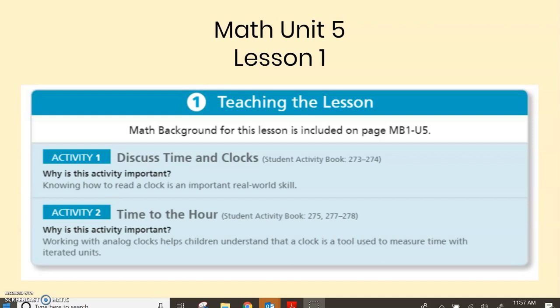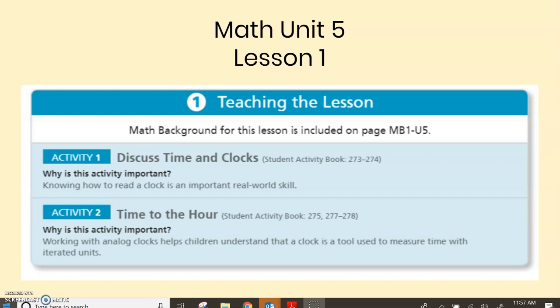Today, I'm going to be teaching you lesson 1, and it's all about clocks. Now, for some of you, this might be new learning. For others, it might be review. But let's get started on lesson 1.